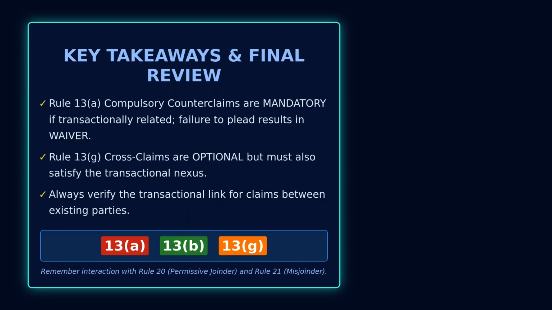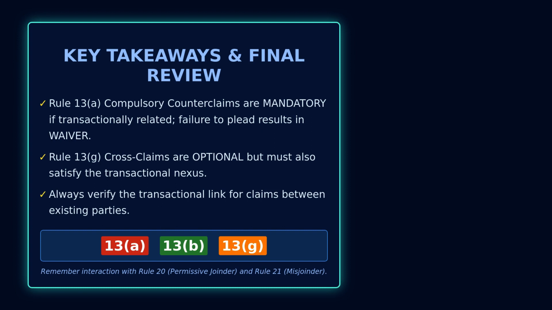To conclude our analysis of Rule 13, let us consolidate the essential lessons. Remember the stark difference. Rule 13a, the compulsory counterclaim, is mandatory if it arises from the same transaction or occurrence, leading to waiver if omitted. Rule 13g, the cross-claim, remains optional, but both claims hinge critically on that transactional nexus requirement. As you move forward in federal practice, always verify this transactional link when analyzing claims between existing parties.